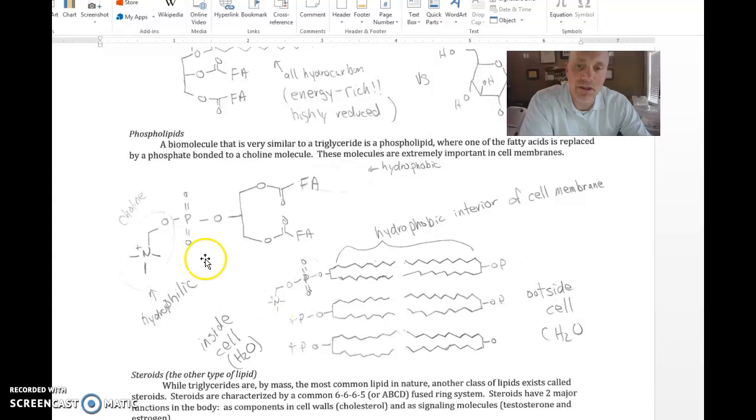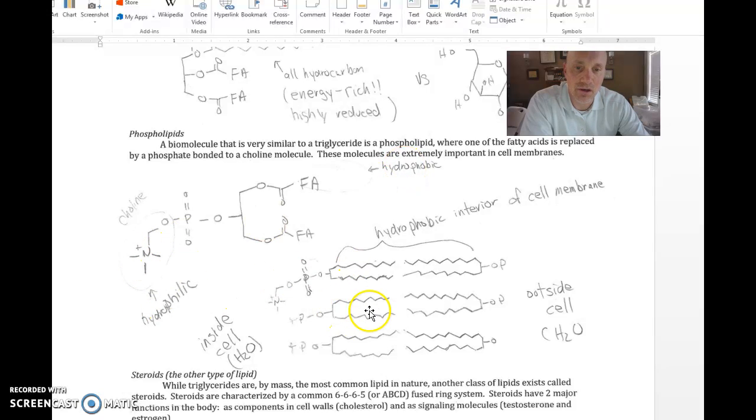The one thing about these phospholipids is that this part right over here really likes water. There's actually a charge on that nitrogen, and whenever you have charges, water really likes it because water is a polar molecule. But this side of the molecule really doesn't like water. So this part of the molecule is hydrophobic. This part right here is hydrophilic.